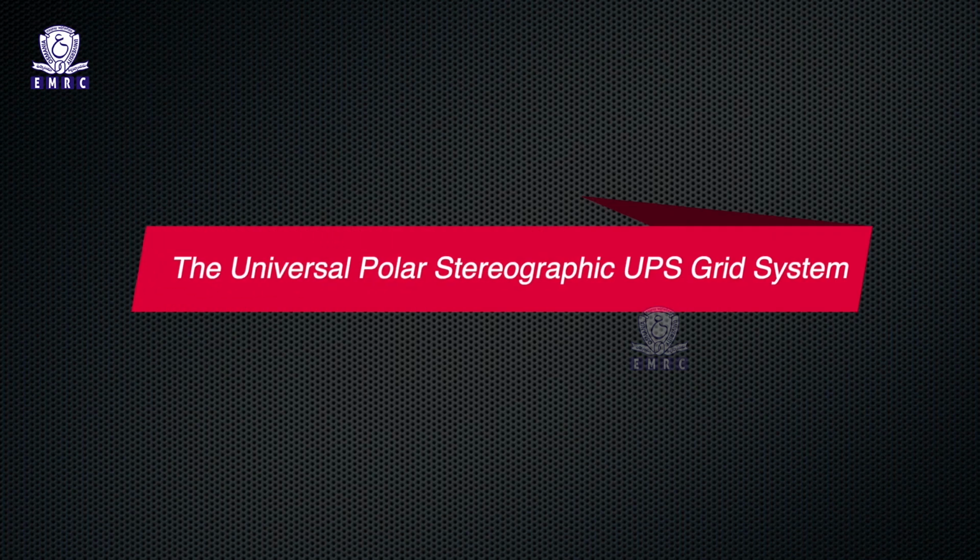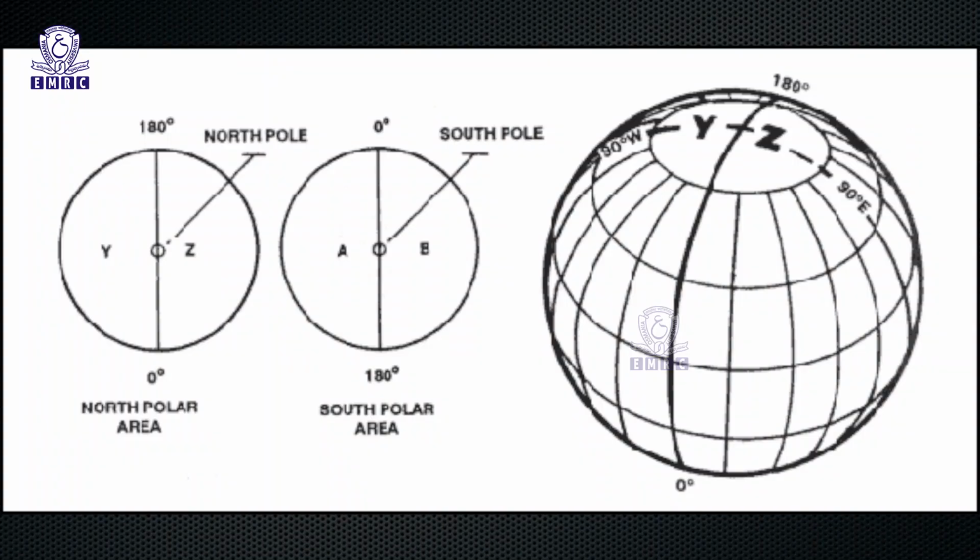The Universal Polar Stereographic, UPS, grid system. The UPS grid system covers the polar areas. The stereographic projection is centered on the pole and is used for dividing the polar areas into a series of 100,000 meter squares, similar to the UTM grid system.